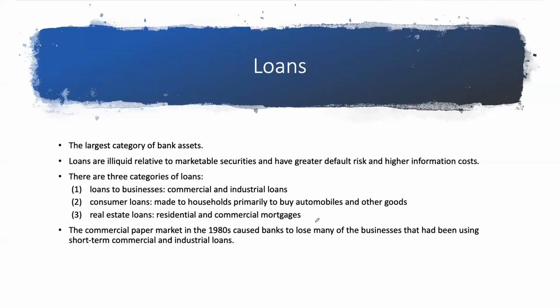There are three major categories of loans that banks make. First, loans to businesses, which we call commercial and industrial loans. Second, consumer loans, made primarily to households to finance household consumption needs: auto loans, home loans, personal loans, credit card loans, and any other kind of loan you can think of. Third, real estate loans, which are residential and commercial mortgages. Real estate loans are listed separately because they're collateralized by the underlying asset, the property against which that loan has been given.